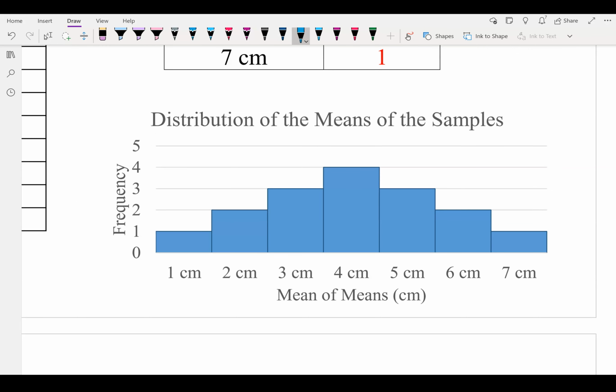So the distribution, the way that we've distributed the means of all the samples. Now we're not putting the original fish there. Remember, that was a uniform distribution. What we're doing is we're getting all of the means, all of the averages, getting all the averages of the samples, and we're distributing those. And what we see is we're actually dealing with the mean of the means.